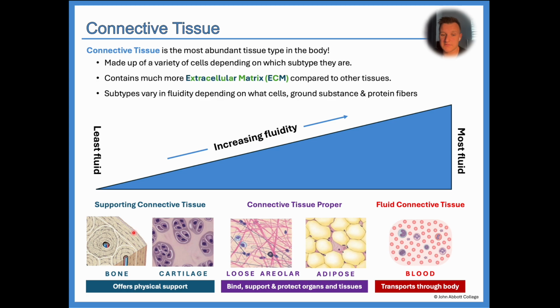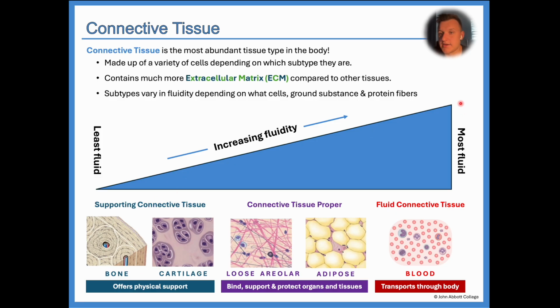Here are the subtypes of connective tissue I want you to know, and we'll take a look at them in a minute. Some connective tissues offer physical support. These are called supporting connective tissues. They're strong, the least fluid of tissues. Bone is tough. It's not very fluid. Cartilage is a little less tough, but still very firm, such as the cartilage in your ear. It's not fluid at all, and it's very tough.